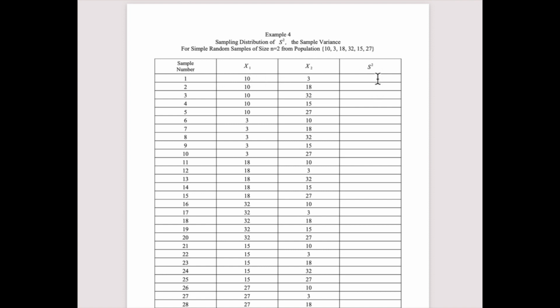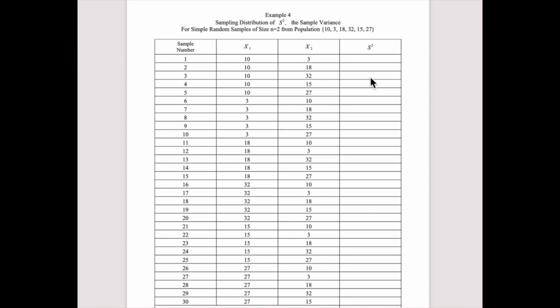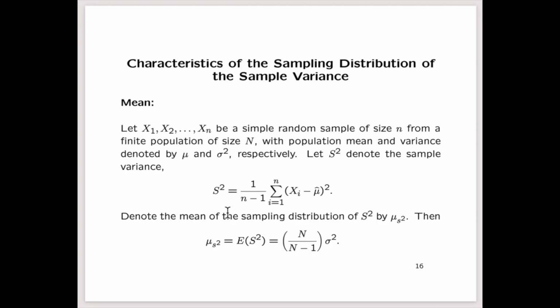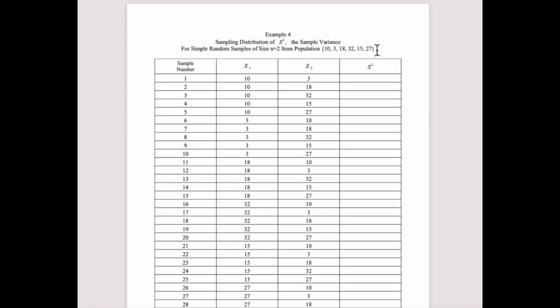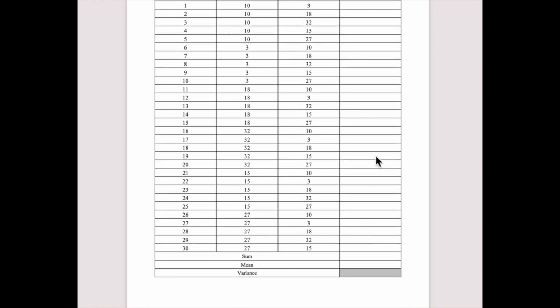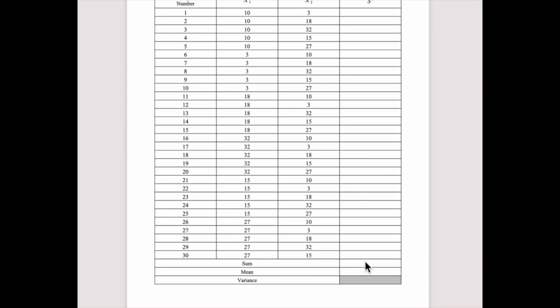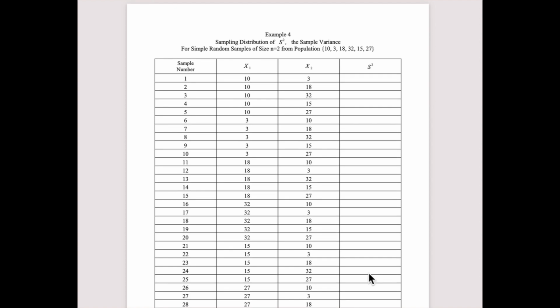And I have a column here for the sample variance, s squared. What I want you to do is calculate the sample variance using, well, here's one formula. I'll show you a simplified formula for the case where you have samples of size 2. Enter those into this column. Once you've done that, we're going to add those up, calculate the sum, and then divide that sum by 30 to get the mean of the sampling distribution of the sample variance.